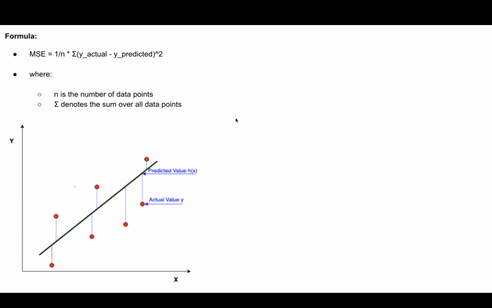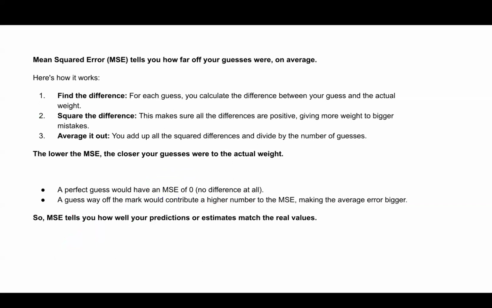Okay, so this is the mean squared error. It tells you how far your guesses were from the actual values. So you find the difference, square it, and average it out. Okay, so the lower the MSE, the lower the value, the closer you were to your guesses or to the actual weight. A perfect guess would have a mean squared error of 0, which means your model was point to point.